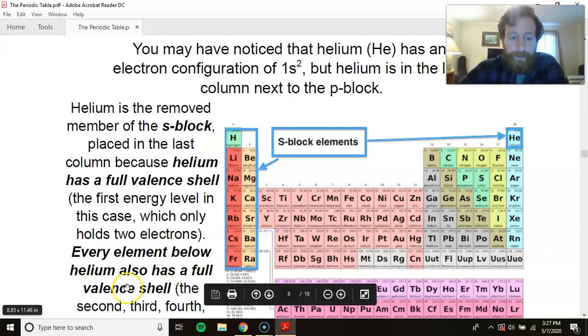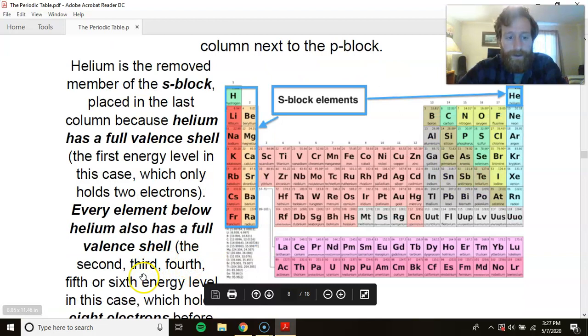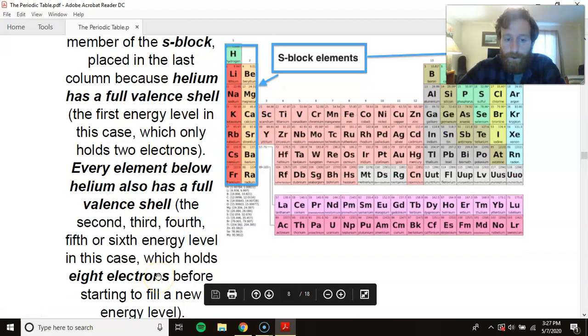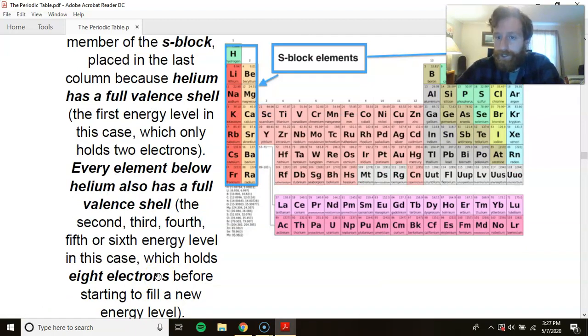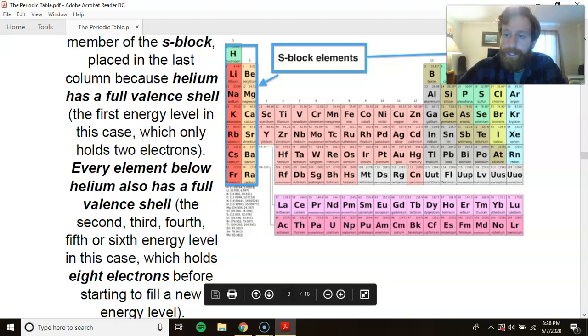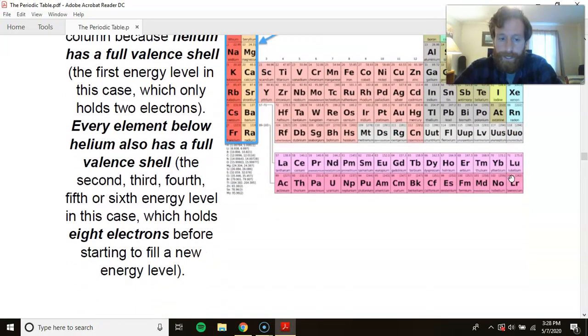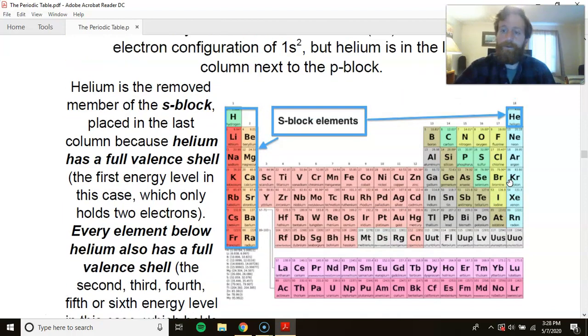Every element below helium also has a full valence shell. The second, third, fourth, fifth, or sixth energy levels in this case, which all hold 8 before starting to fill a new energy level. So everybody in that last column has a full valence shell. Helium just fills it with 2, and everybody else fills it with 8. And it's because of that that we pull helium out of the s block, where some might say helium belongs, and we put helium over in that far right column because of its chemical properties dictated by its full valence shell.